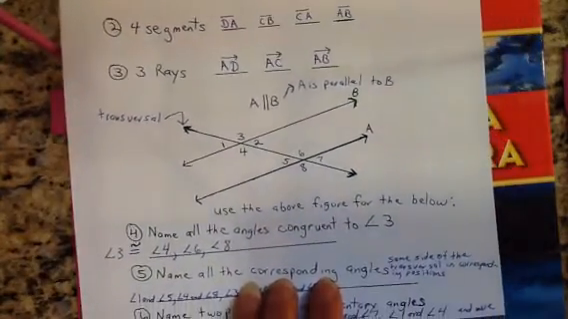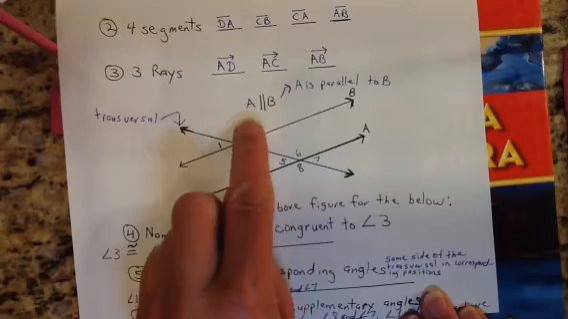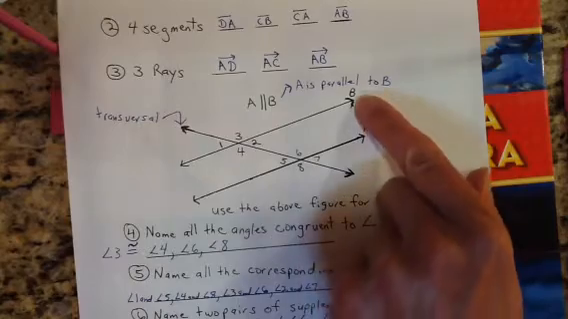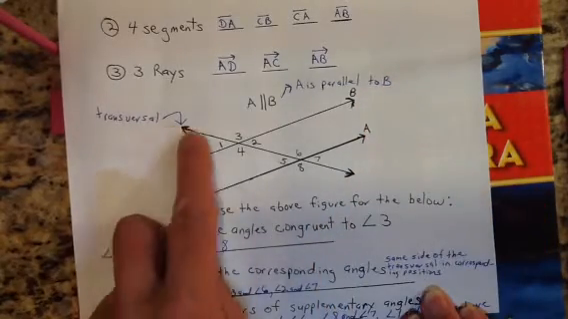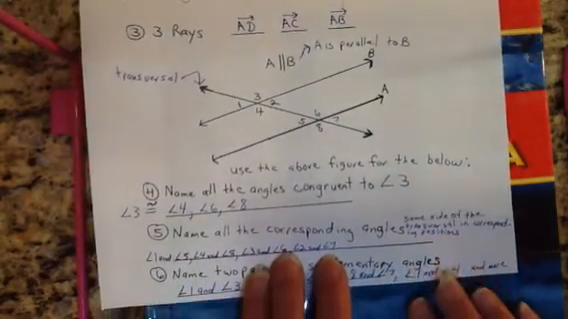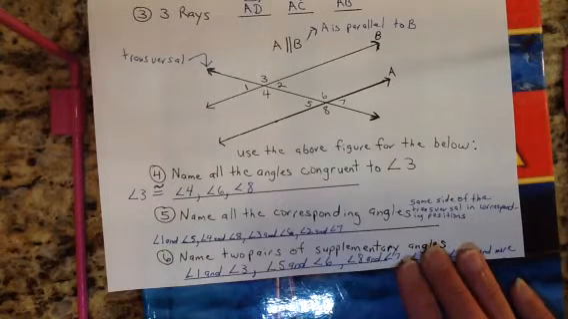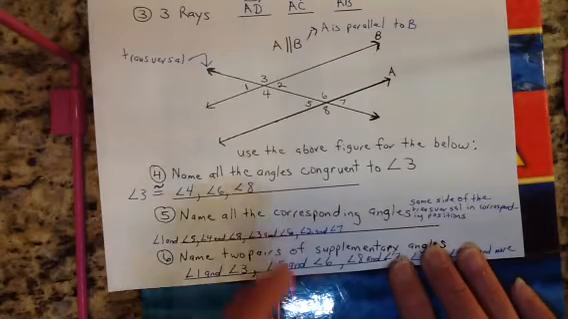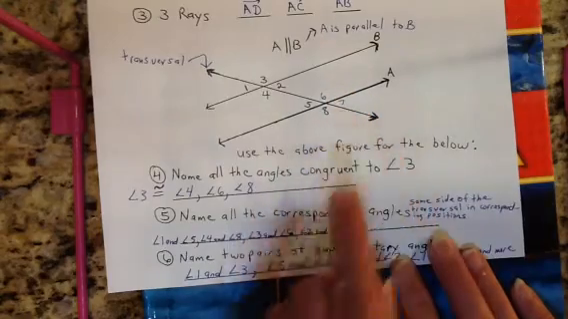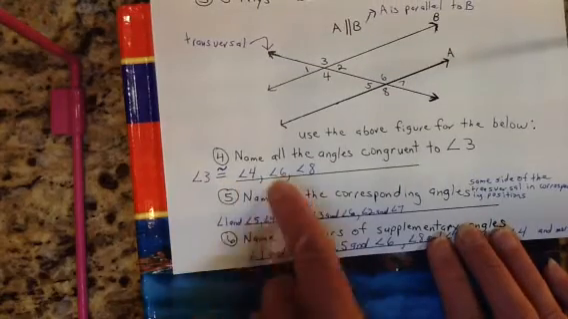All right, our next set of questions deals with this figure, and notice it says A is parallel to B. So line A is parallel to line B. And then this is called the transversal line, the line that goes through both of them. Okay, so name all the angles congruent to angle 3. So congruent means the same measurement. So the angles with the same measurement would be 3 and 4 and 6 and 8. And so that's represented. Angle 3 is congruent to angle 4, angle 6, and angle 8.